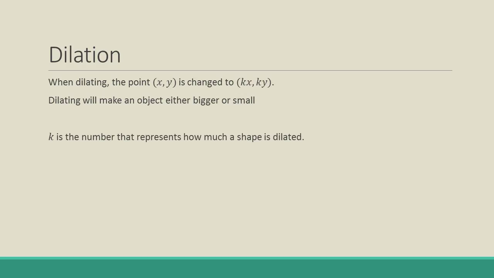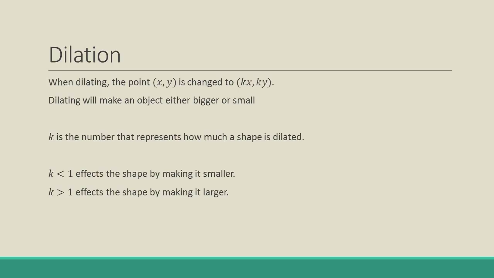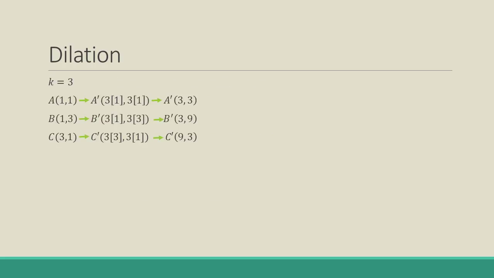And so k in our formula is a number that represents how much a shape is dilated. So k less than 1 makes the shape smaller, and k greater than 1 makes the shape bigger. So let's look at an example where k is 3. So 3 is greater than 1, so it's going to be getting bigger. And so all you would do is multiply all 3 points by 3.